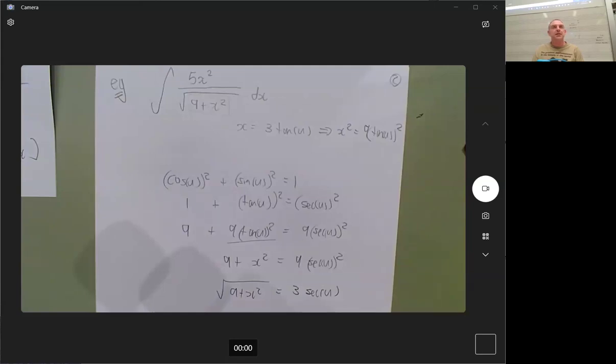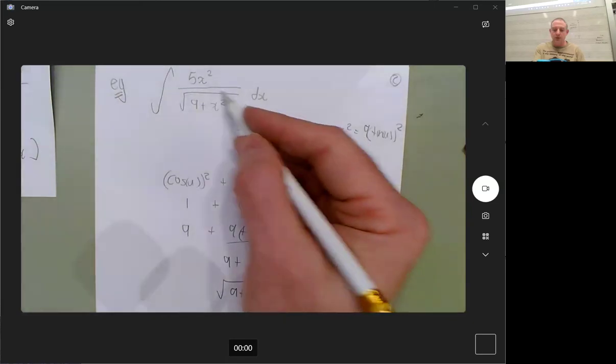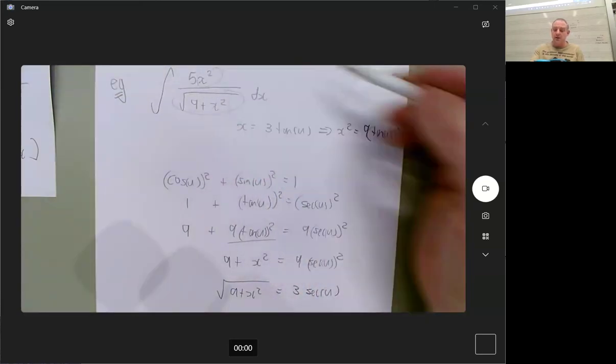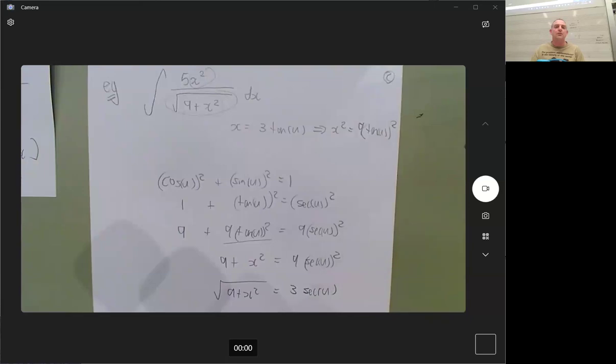Sweet. So let's have a look at what we've got. We have dealt with the root 9 plus x squared. We know what that is. That's 3 sec u, so I can sub that in. And we have dealt with the x squared. That's 9 tan squared u. That's great. We're going to have to deal with the dx.